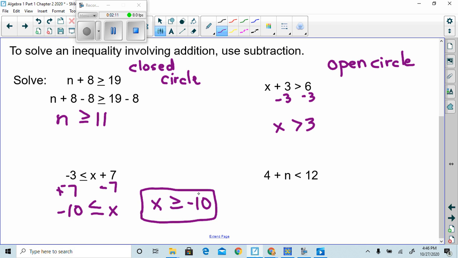There is your solution. I look at one more problem on this slide, and I see that I'm going to have 4, so I subtract 4 on both sides. If I have a positive, I reverse it and I subtract it out. Canceling it out, isolating my variable, I get n is less than 8, and that would be an open circle.